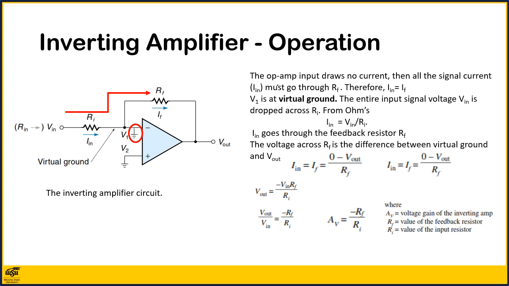The gain derived, AV, is called the closed loop gain and is always lower than the open loop gain of the op-amp itself. Another important point is that the input impedance for the entire inverting amp is approximately Ri. It's not infinite as you might think. The right end of Ri is at virtual ground. Therefore, the entire input voltage Vin is dropped across Ri.